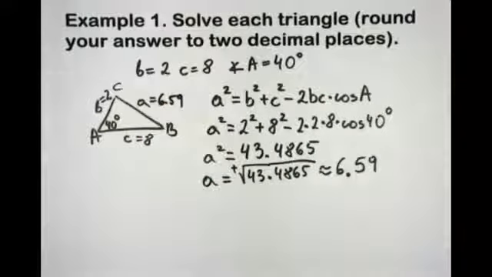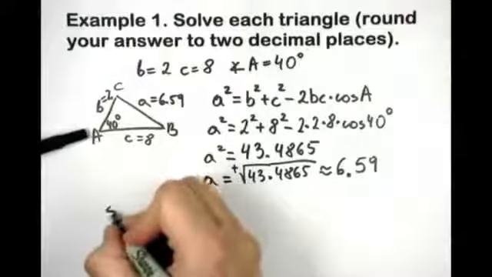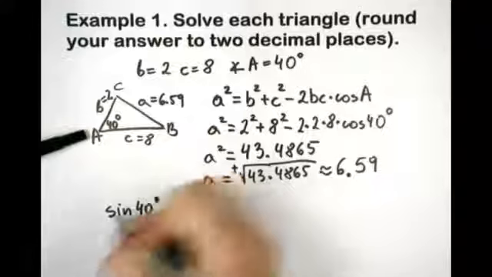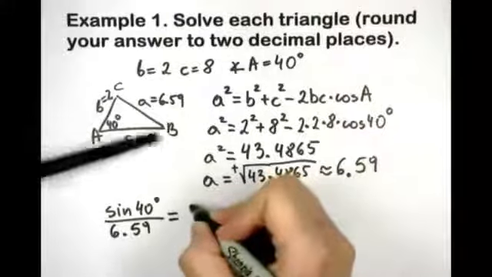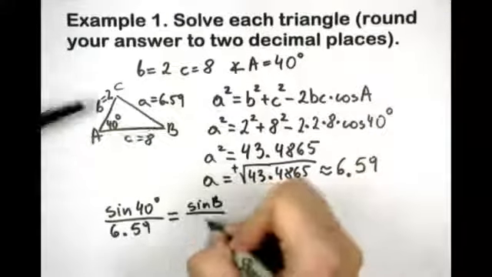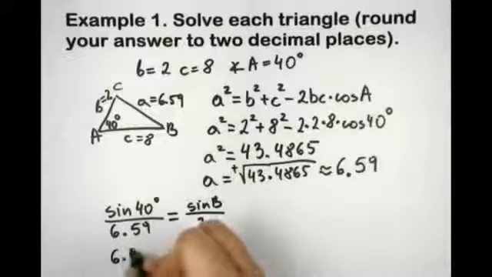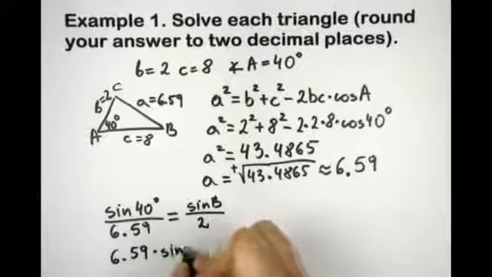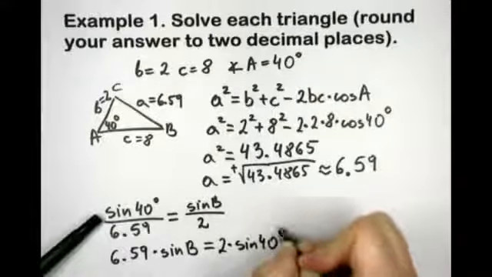Now we need to find the angle. We can use either the sine law or the cosine law. I will use the sine law. So we know that the sine of A, which is 40 degrees, over side A, which is 6.59, is the same as sine B over side B, which is 2. We can cross multiply this. So I will have 6.59 times sine B is equal to 2 times sine 40 degrees.